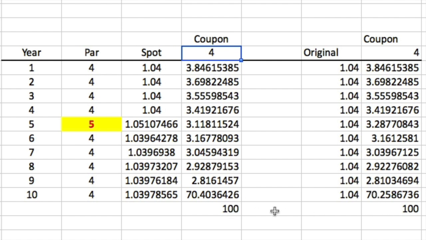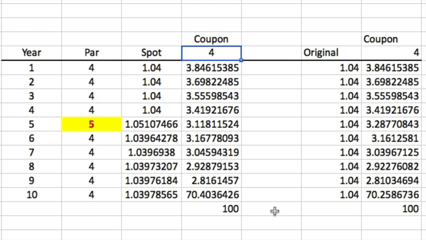So this shows you that if the coupon is 4% and the 10-year par rate is 4%, changing any other par rate in there cancels out by the time you get to the 10-year. If the coupon is the same as the 10-year par rate, in other words, if we start with a par bond, we'll end with a par bond.